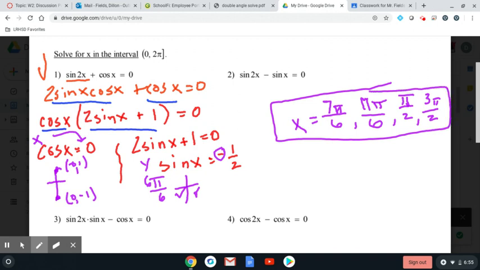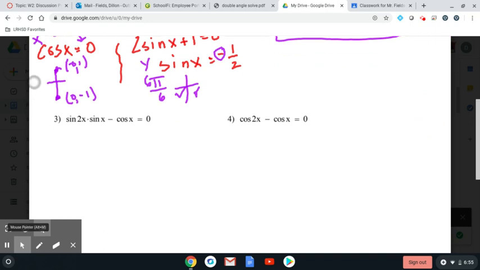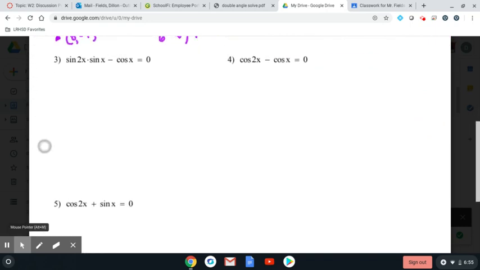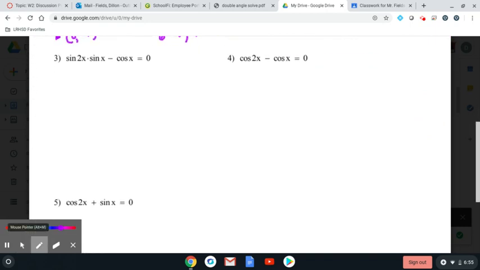All right, so that would be our 4 answers for this problem. So let's go through, and the only other one I wanted to do with you guys, just because cosine can get a little tough, is I wanted to walk through problem number 4. In problem number 4, we have cosine of 2x minus cosine of x is equal to 0.